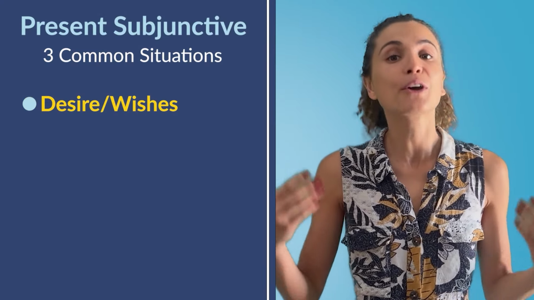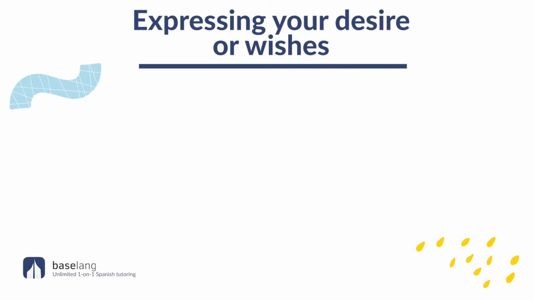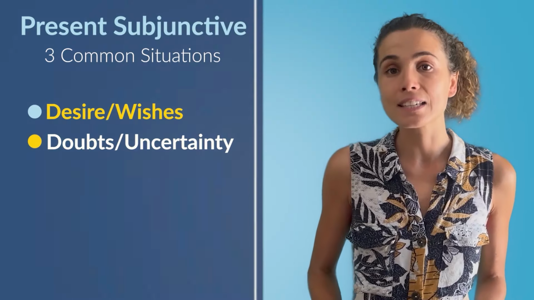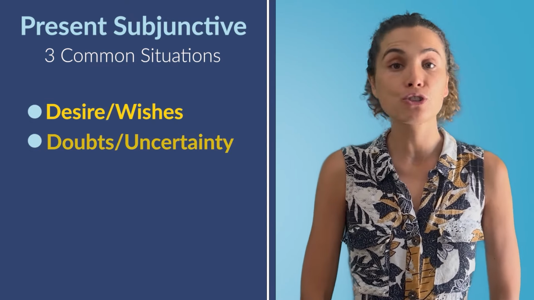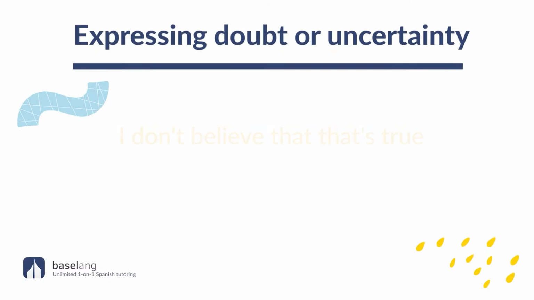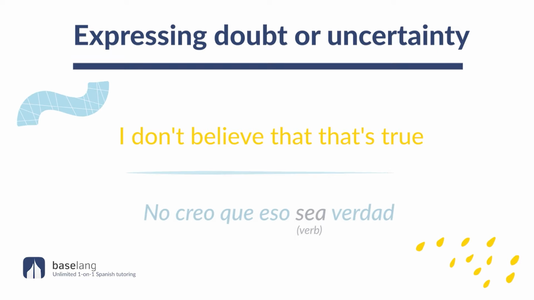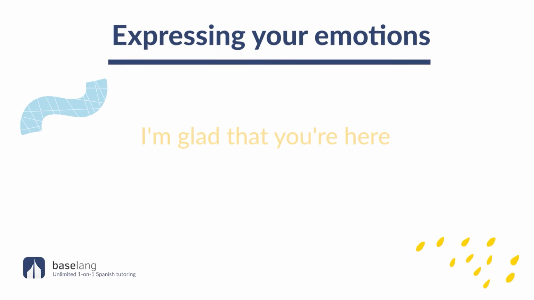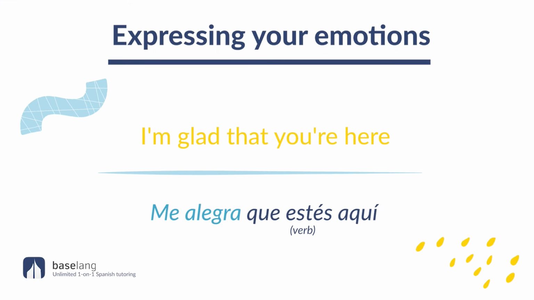Now, there are three common situations where you can use the present subjunctive. First is expressing your desire or wishes. For example, I hope that they arrive on time. Espero que ellos lleguen a tiempo. Second, expressing doubt or uncertainty. Example, I don't believe that that's true. No creo que eso sea verdad. And lastly, expressing your emotions. Example, I'm glad that you're here. Me alegra que estés aquí.